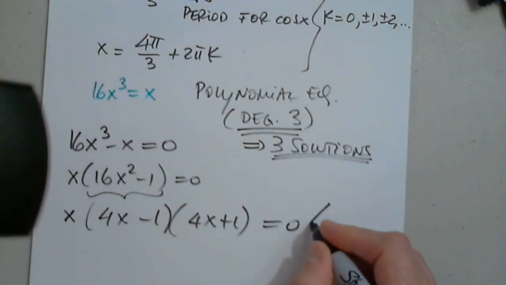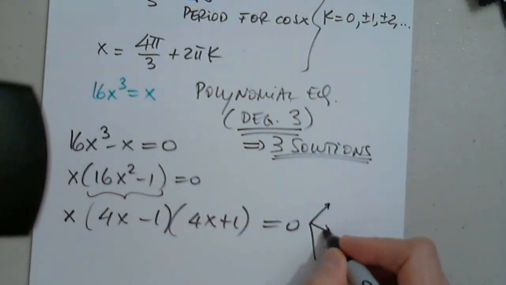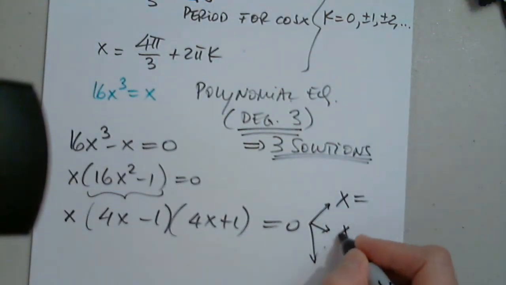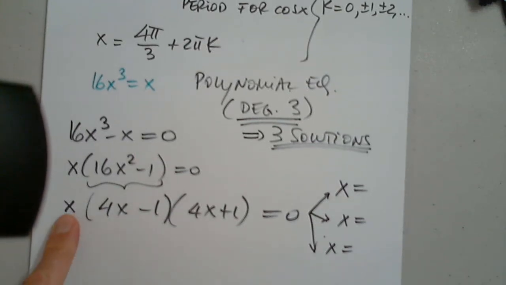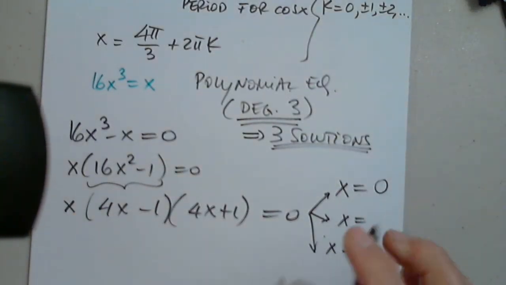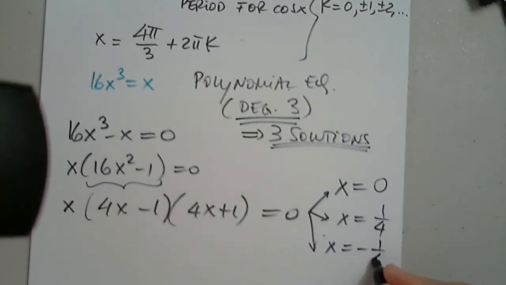How many solutions do we expect again? 3. Very good. Can anyone give us those 3 solutions? It's x equals 0. Excellent. 1 over 4 and negative 1 over 4. Great job. Thank you very much. Who was that? Natalie? Thank you. Great job. Good. Moving on. Anything else?